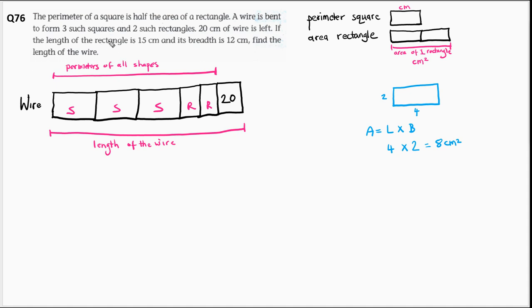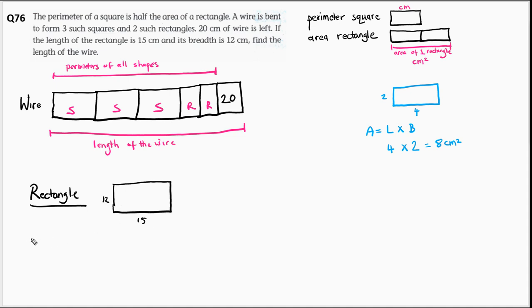Okay, so we could start by finding the perimeter of the rectangle. Okay, let's try, we'll do that first. So I'm going to deal with a rectangle. All right, and what do we know? We know that the length is 15 and the breadth is 12. So we could draw a representation of it if we liked. So the length is 15 and the breadth is 12.